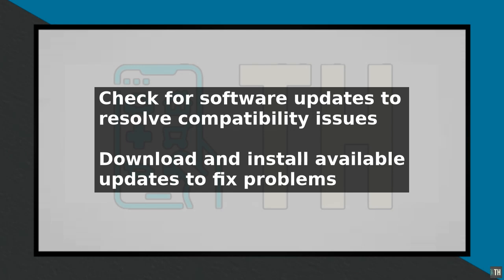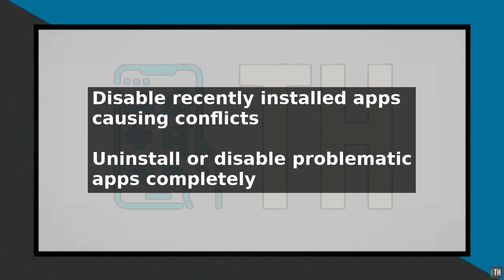Disable any recently installed apps that may be causing conflicts with the package installer. Go to Settings, then Apps, and select the recently installed app. Choose Uninstall or Disable to remove the app.